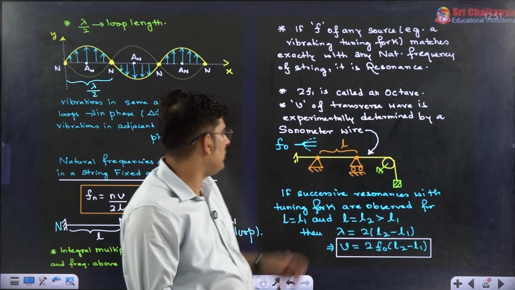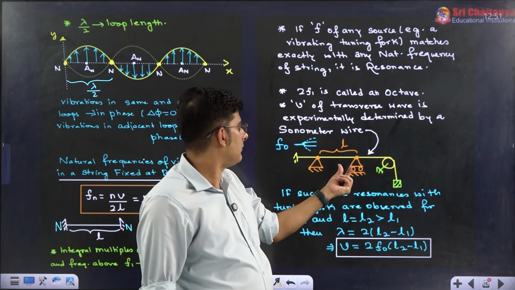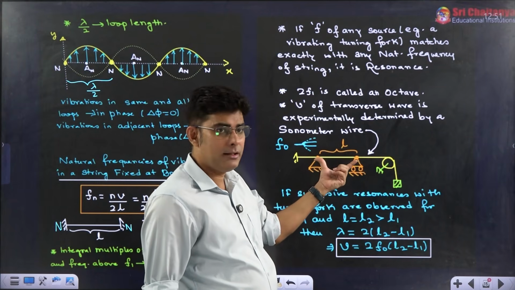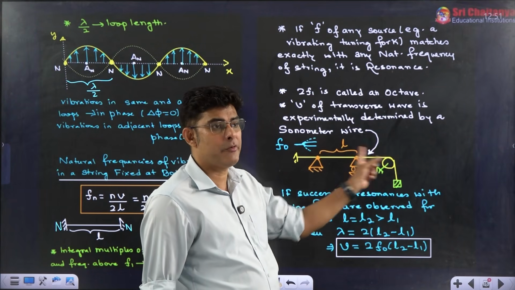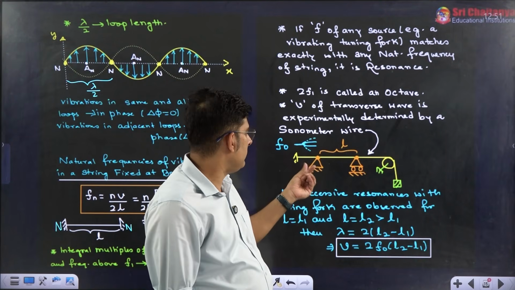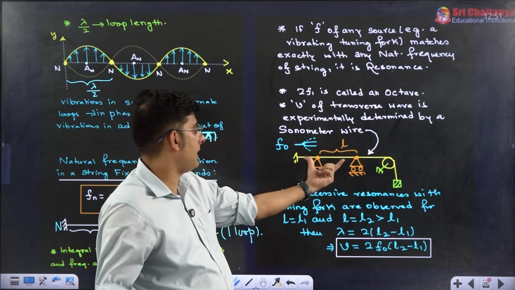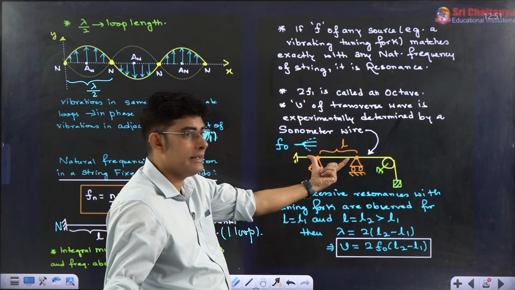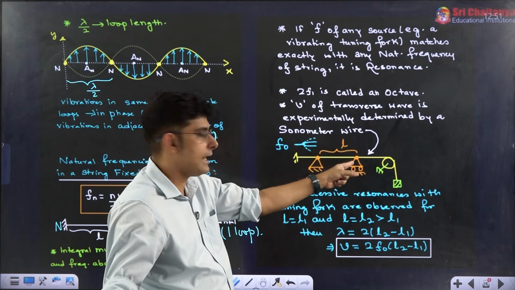In the sonometer wire, we use clamps over here and one of the bridges below can be moved, right? So we can adjust the length. We have some load here which will provide tension. We bring a vibrating tuning fork F0 and check for resonances in this segment, which behaves like a string fixed at both ends. So this length of the sonometer wire behaves like a string fixed at both ends.